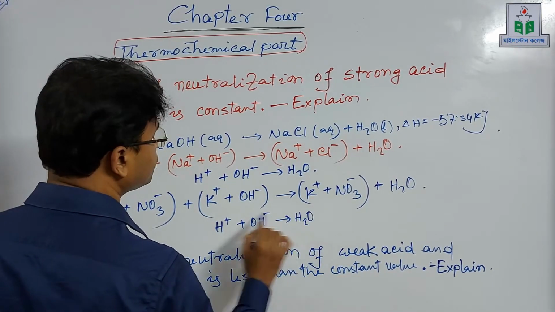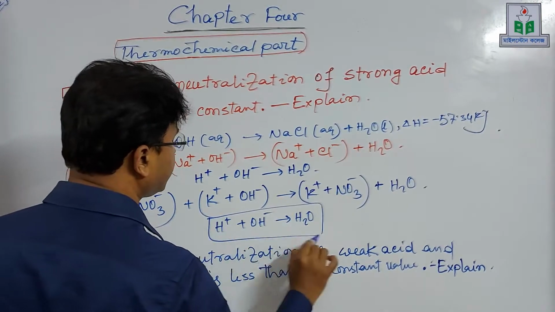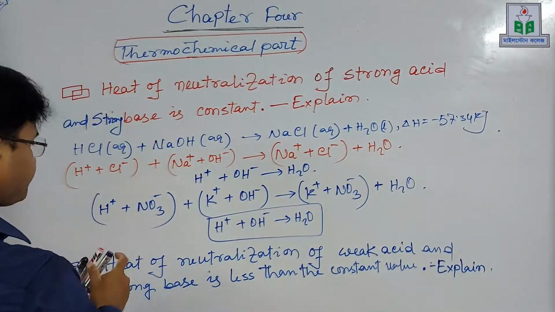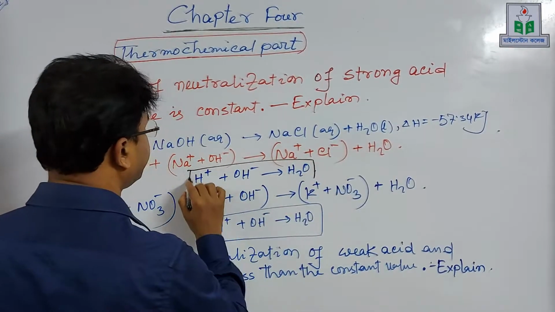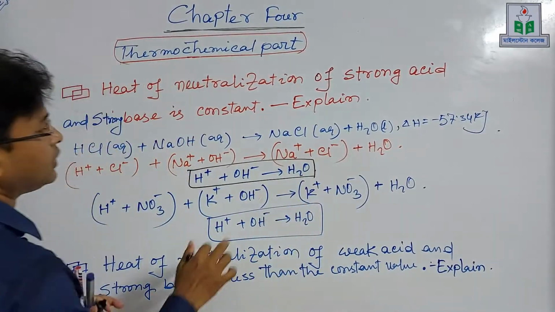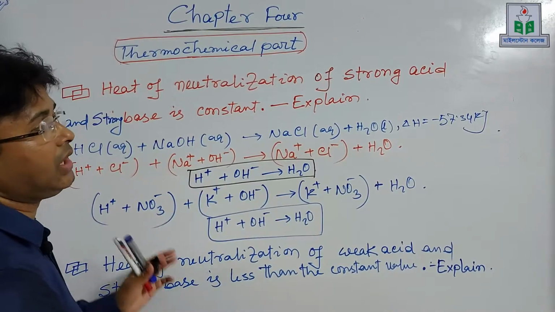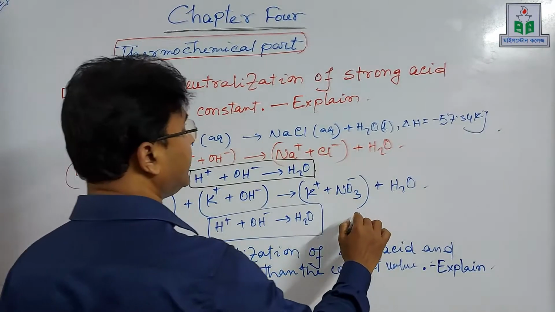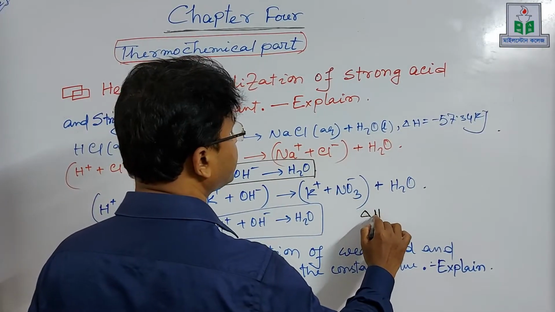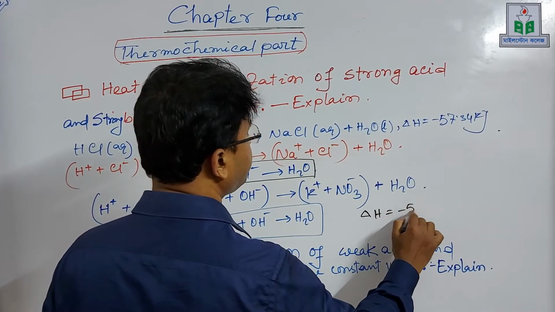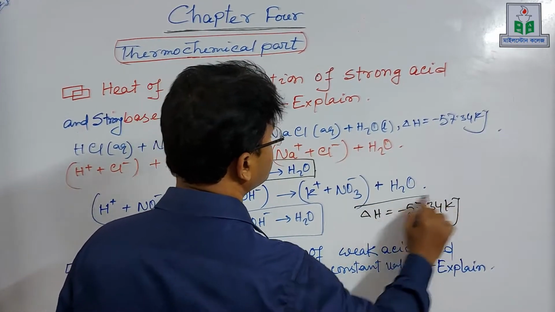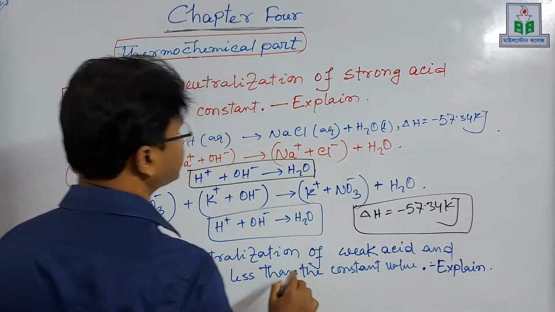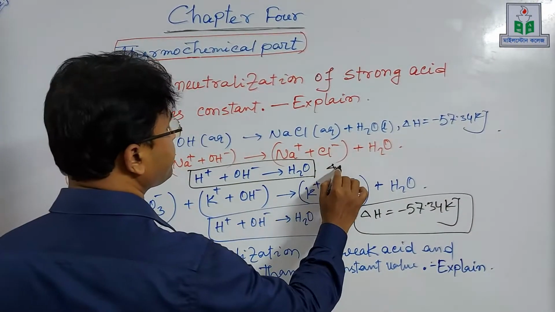Dear students, I would like to say to you that whatever the strong acid or base, it is not my headache. In all cases 1 mole water formation reaction occurs. That's why the delta H value is minus 57.34 kilojoule in case of all strong acids and bases.